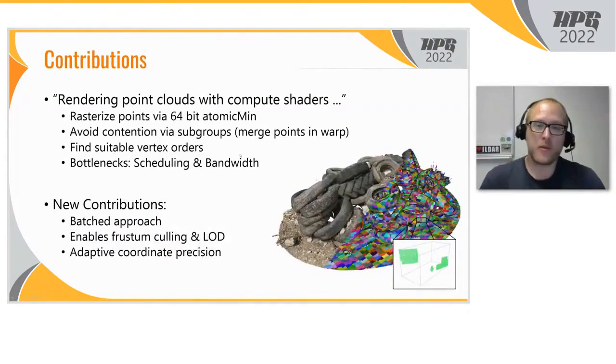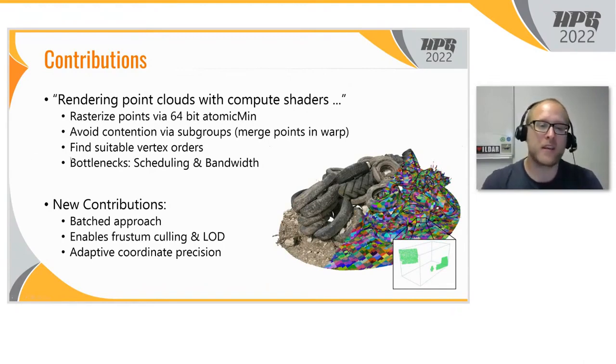So the contributions of this paper: our paper directly builds on the previous paper about rendering point clouds with compute shaders. And previously, what we've done is we rasterized points with the 64-bit atomic min operations. And we also did some improvements like avoiding contention with subgroups. So if we have 10,000 GPU threads that try to simultaneously update one single pixel, that leads to some contention that seriously hurts performance. And with subgroups, you could merge multiple points in a warp into one single atomic update.